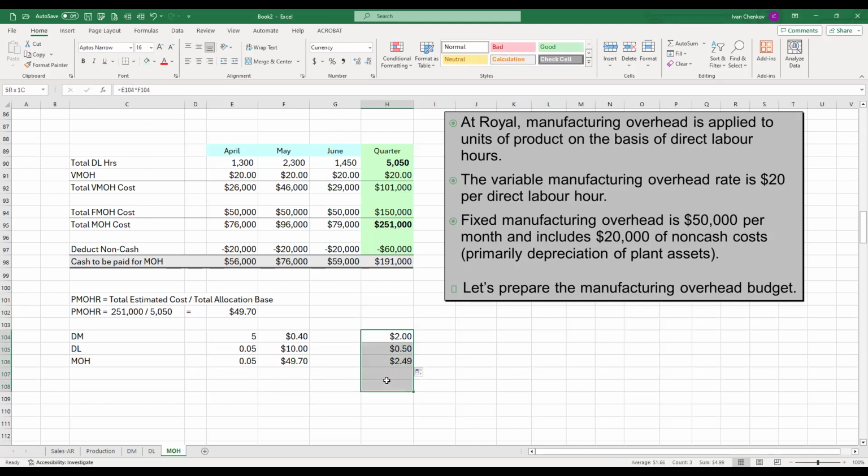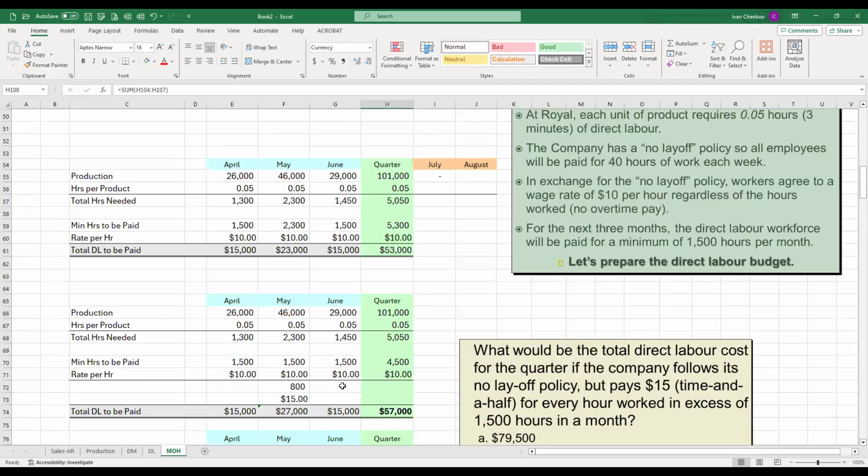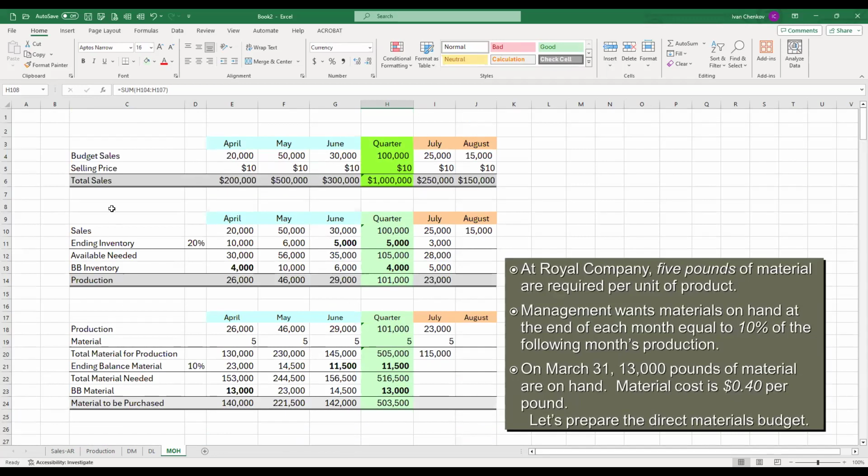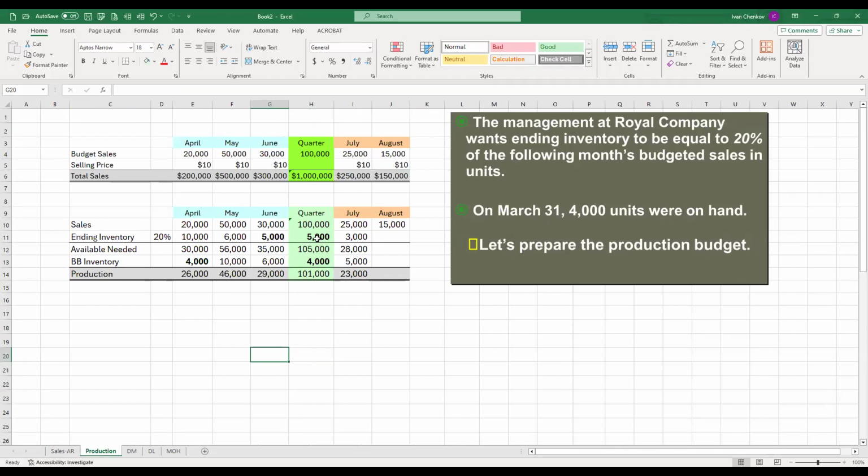So my total product cost will be $4.99. Now the question is, how many products do I have in the ending inventory? Well, we have to go up and check our production budget. Here was our production budget. We can see what our ending inventory is at the end of the quarter, and we already saw that it is 5,000 units.